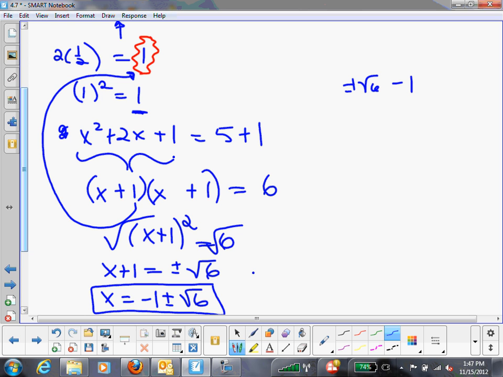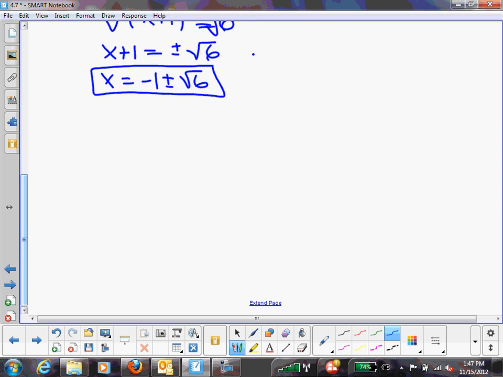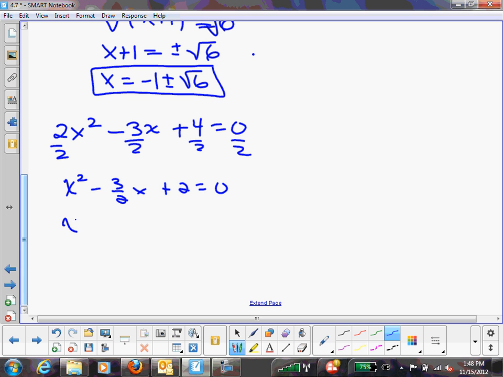All right, let's try the right side problem. The only thing that makes this one different is what? Before the fraction, what made this a problem? The coefficient, which is why we divide it all by 2, because this coefficient has to be a 1. So we're left with x squared minus 3 halves x plus 2 equals 0. What's my next step? Subtract the 2, right?